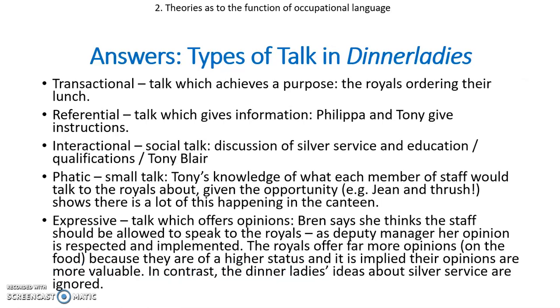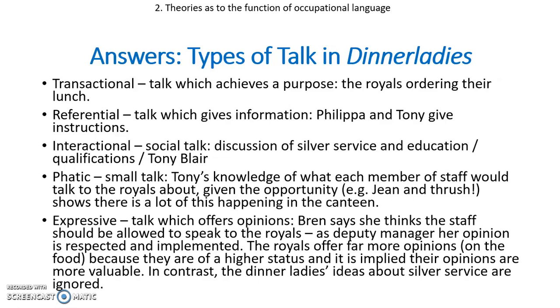Okay, here's what you could have had. You might have different answers that could equally be right. So transactional might be ordering your lunch. You have to say what you want, they have to give you it. Referential would be instructions from Philippa and Tony. It might also be when the Duke and Duchess ask what's in a shepherd's pie and Bren tells them.